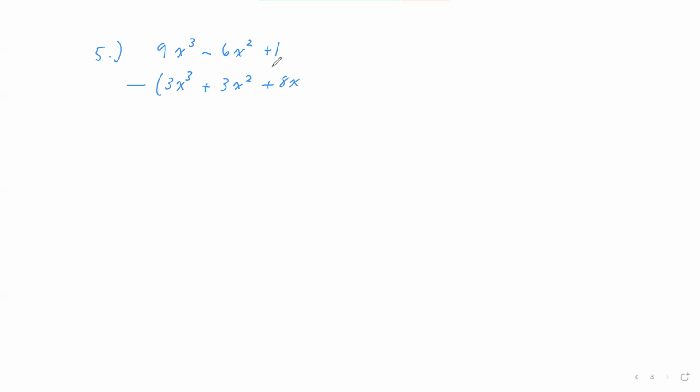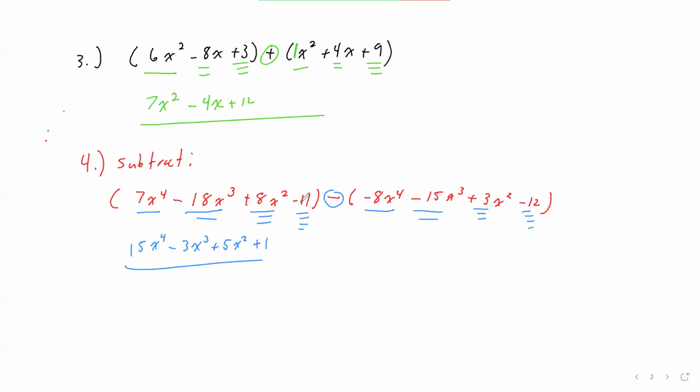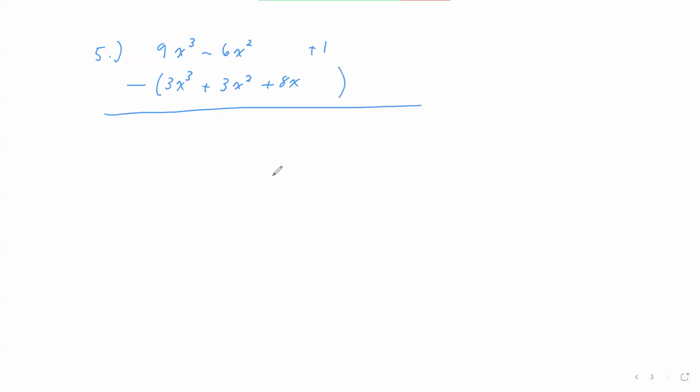8x. Again, do these last two terms combine? Nope. So I'm going to put a gap. I'm going to put the plus 1 over here. This is the vertical way. The first one I just showed you was the horizontal way. And you don't have to do it any certain way. You can choose whichever one you're more comfortable with.